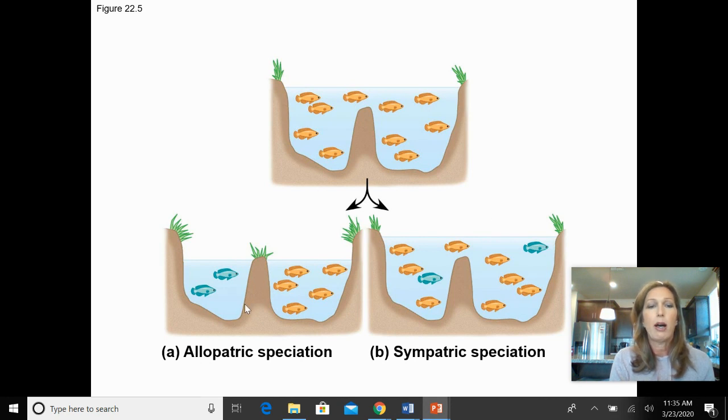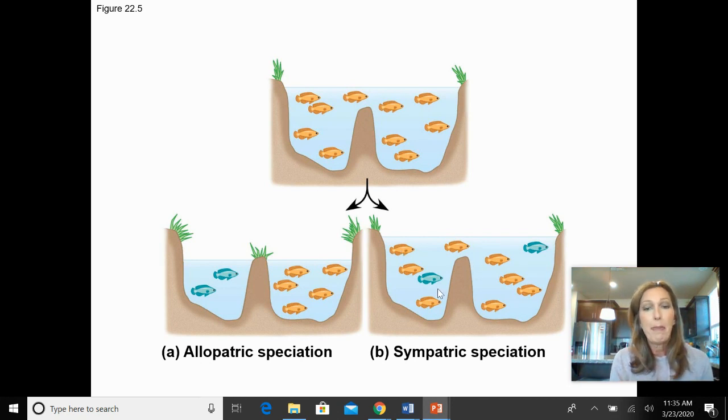Now, when we talk about allopatric speciation, if we see here, this is really a geographic isolation. There is a physical barrier that is preventing these blue from mating with these orange. So that would be an allopatric speciation. And so that's preventing those gametes from fusing in one big population.